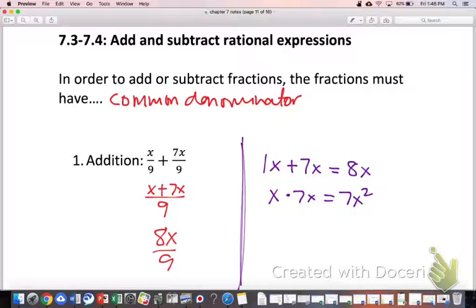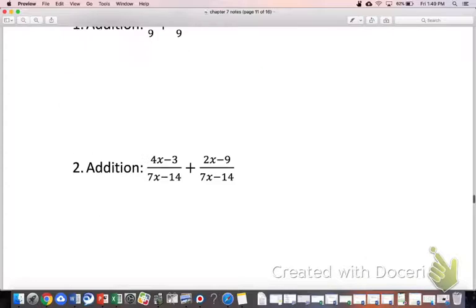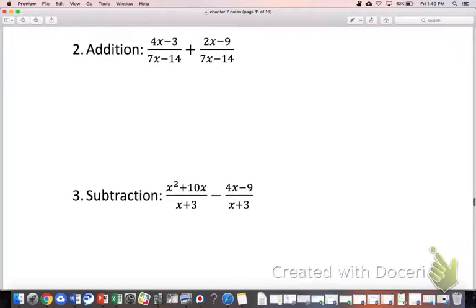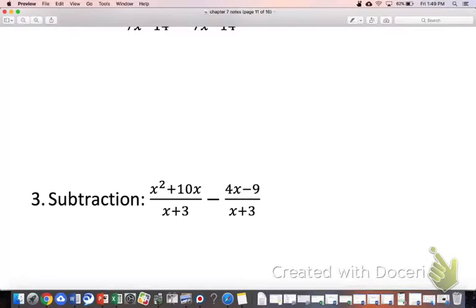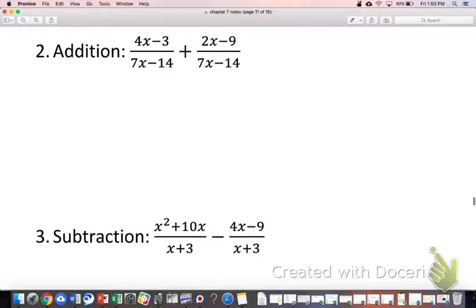Okay, why don't you guys flip over to number 2. Please try number 2 on your own, all right? Ready, set, go. Okay, we're doing number 2.